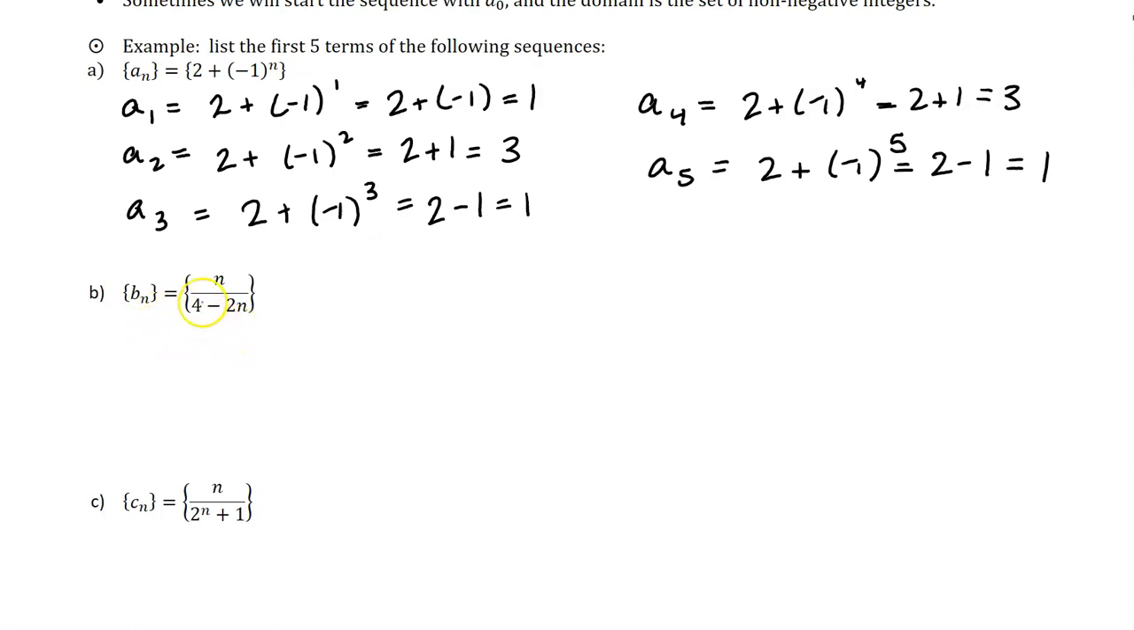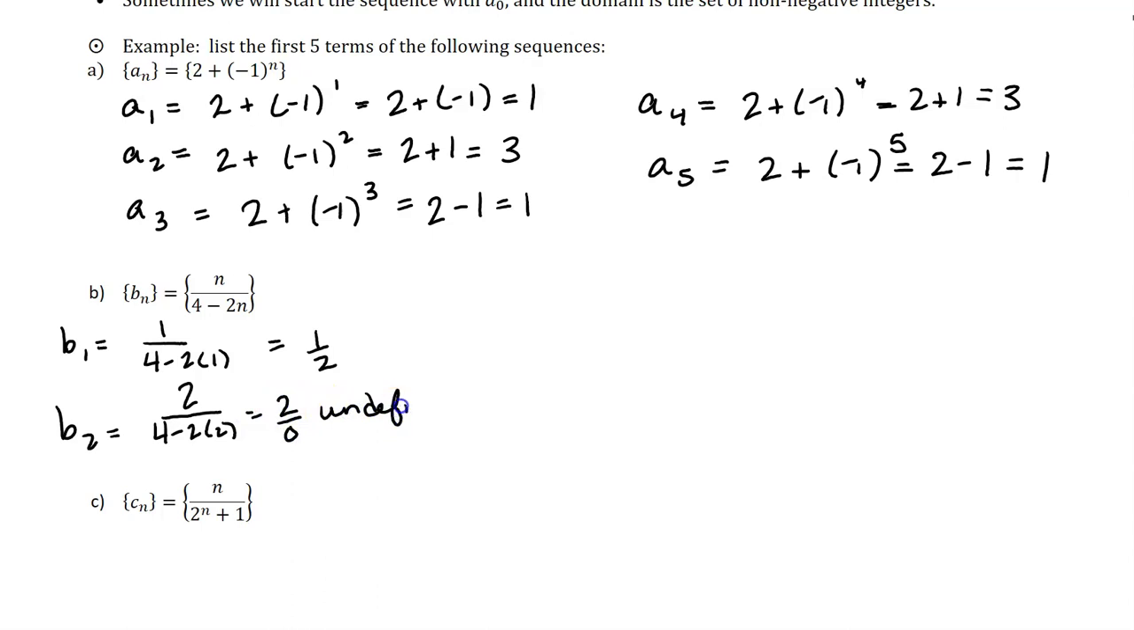This one's defined in terms of b, and we have n divided by 4 minus 2n. So b sub 1 will be 1 divided by 4 minus 2 times 1. So that gives me 1/2. B sub 2 would be 2, because it's n. So we'd have 2 divided by 4 minus 2 times 2, which gives me 2 over 0. That means that the second term here is technically undefined.